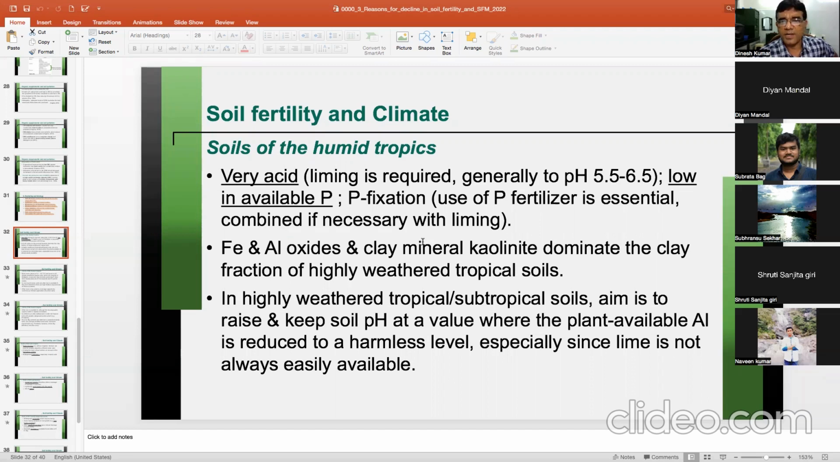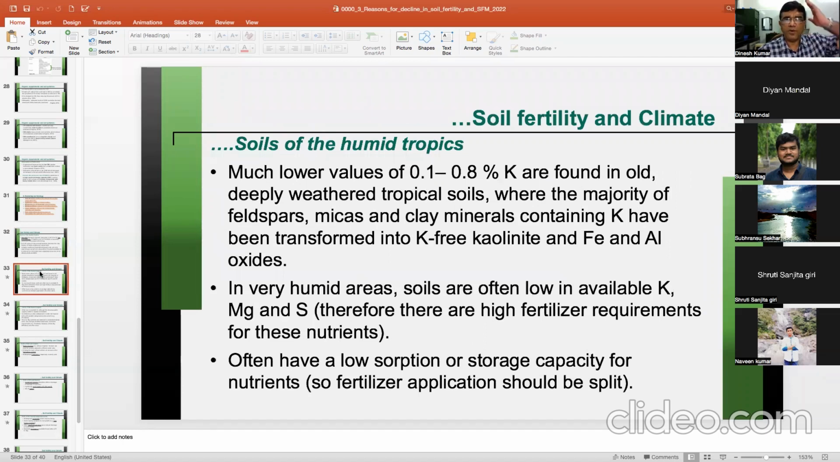Iron and aluminum oxides and clay minerals, kaolinite, dominate the clay fraction of highly weathered tropical soils. In highly weathered tropical and subtropical soils, the aim is to raise and keep soil pH at a value where plant-available aluminum is reduced. So overall, you need to go for lime application. In these soils, much lower values of 0.1 to 0.8% potassium are found in old, deeply weathered tropical soils where the majority of feldspar and micas have weathered. So you can go through all these characteristics of these soils.